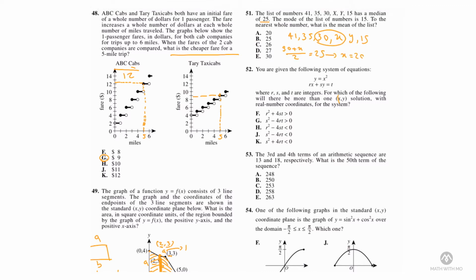So you are given the following system of equations: y equals x squared, rx plus sy equals t, where r, s, and t are integers. For which of the following will there be more than one (x, y) solution with real number coordinates for the system? All right.